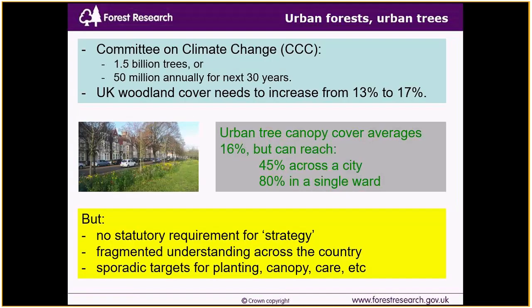Bringing it closer to home, I'm sure you're all very aware of this statistic, but the Committee on Climate Change suggested that we need to be planting 1.5 billion trees, that's 50 million annually for the next 30 years, or increasing UK woodland cover from the current 13% national average to 17%. But I think what's often not appreciated is that tree canopy cover averages, for England at least, 16% across our towns or cities. And within a city, we know that in some cities it can be as high as 45%, or even within a single electoral ward, it could be as high as 80%. The flip side of that actually is that it can also be as low as 0%.